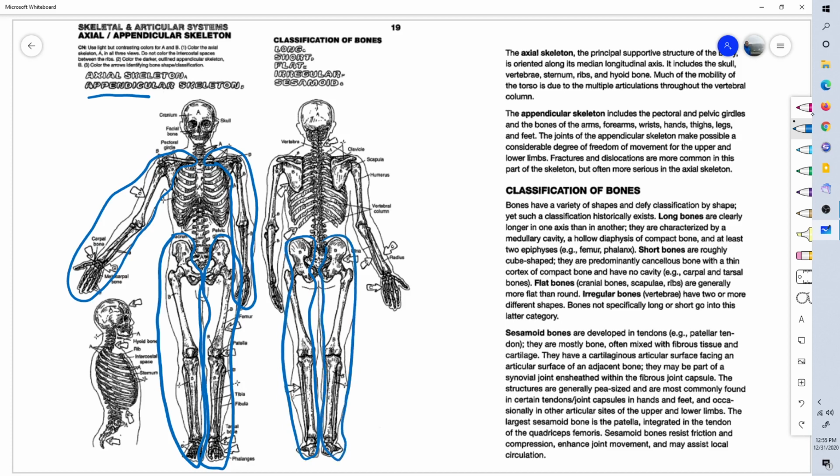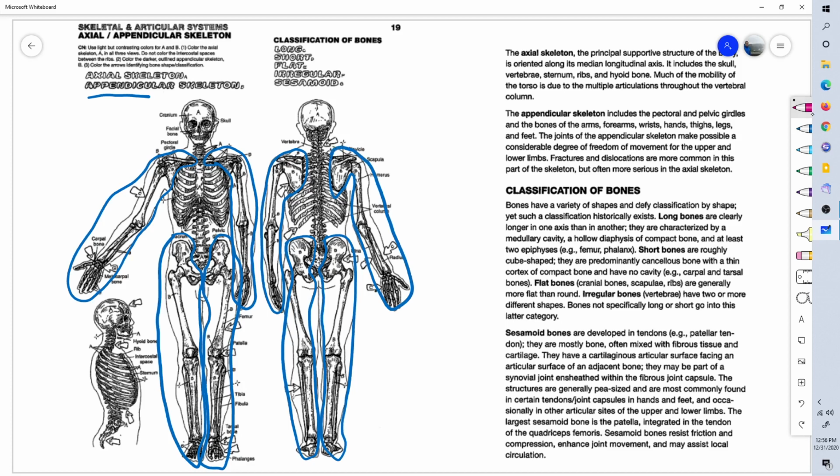Your appendicular skeleton. Your blades, your shoulder blades, these are called your scapula. There you go, and your arms. They are also part of the appendicular skeleton, not to be confused with the axial skeleton. So there you have it.